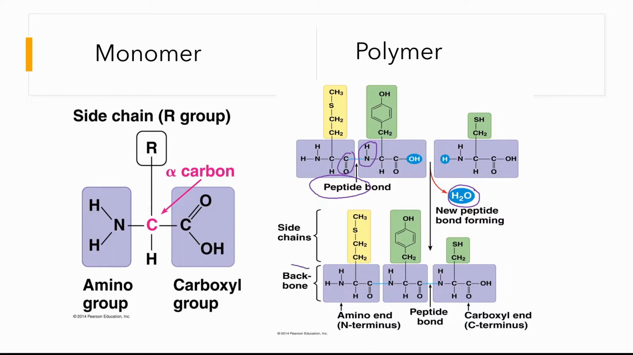The backbone of protein consists of the amino end, the alpha carbon, and the carboxyl end. The side chain of the amino acid is the R group.